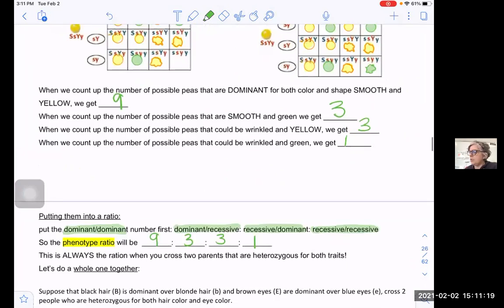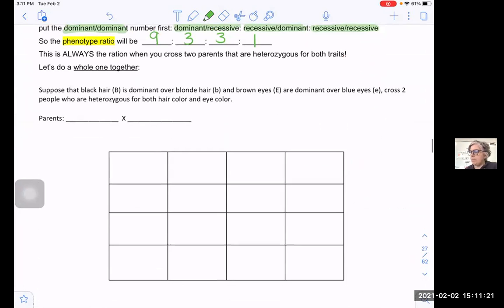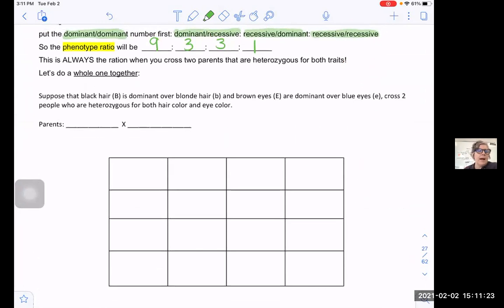So let's do one more example here together. So we're looking at two traits again, hair color and eye color. And it says here, suppose that black hair is dominant over blonde hair. So we're going to use big B for black, little b for blonde. And brown eyes, big E, are dominant over blue eyes, little e. So if we cross two people who are heterozygous for both hair and eye.